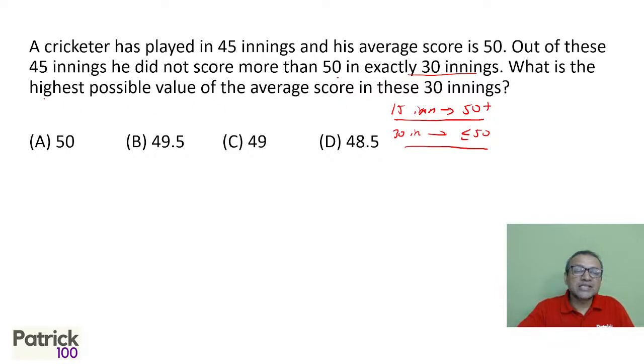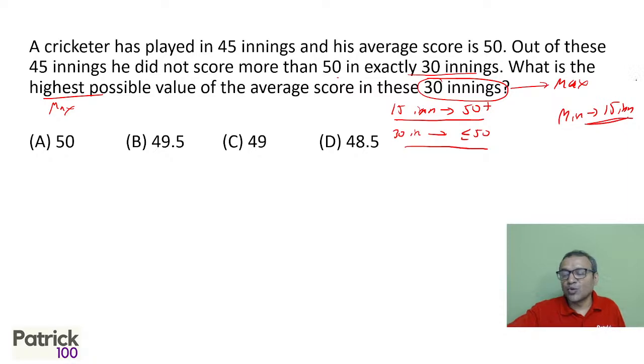When you have to maximize something, you have to minimize something else. Remember that. This is a rule of maxima and minima. You want to maximize the score in the 30 innings, which means you have to minimize your score in the next 15 innings, where you scored more than 50. Try to work that out and figure out the answer. Put the answer in the chat box.